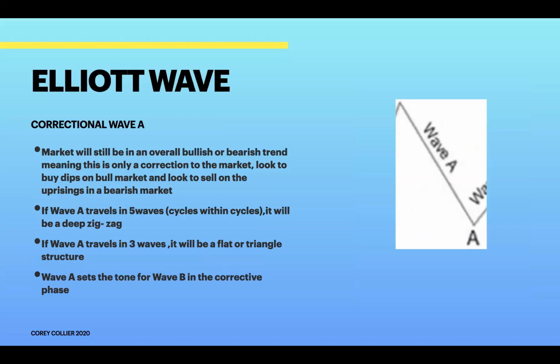So characteristics of correctional wave A or retracement wave A. The market will still be in an overall bullish or bearish trend, meaning this is only a correction to the market. Look to buy the dips in the bull market and look to sell on the uprising of the bearish market. If wave A travels in 5 waves, which is another cycle within a cycle, it will be a deep zigzag, right? Or look like a lightning bolt. If wave A travels in 3 waves, it will be a flat or a triangle structure. So we like to call those like pennants, wedges, and stuff like that, right? Wave A also sets the tone for wave B in the corrective phase.